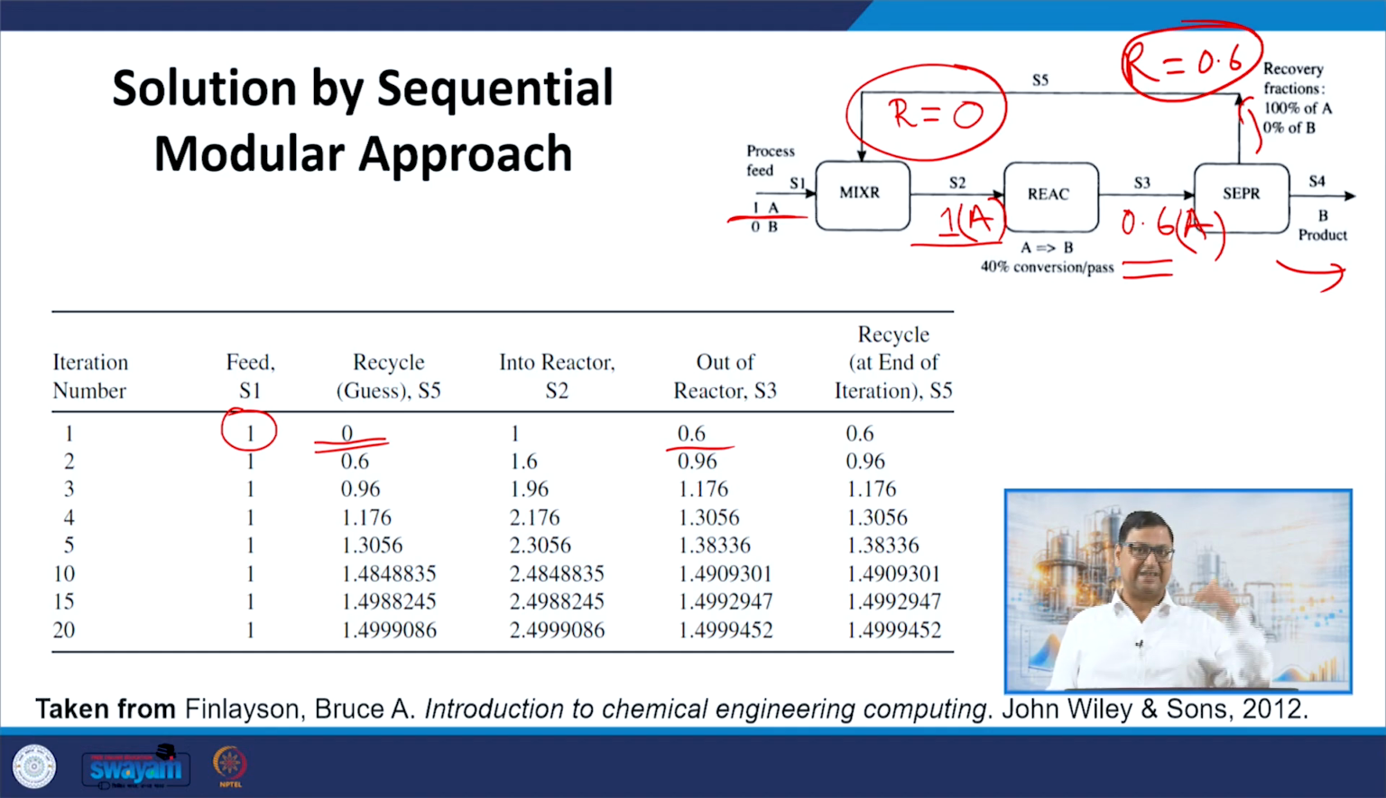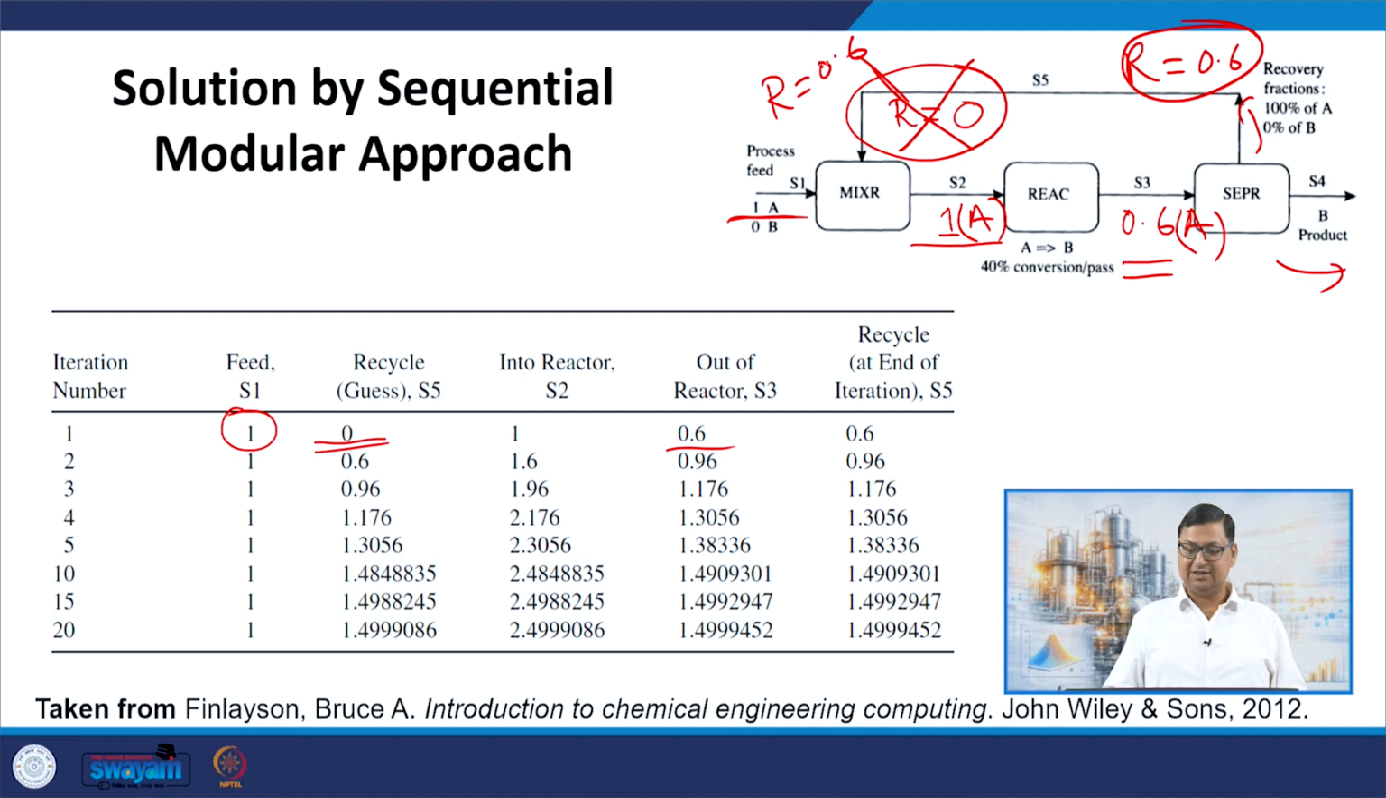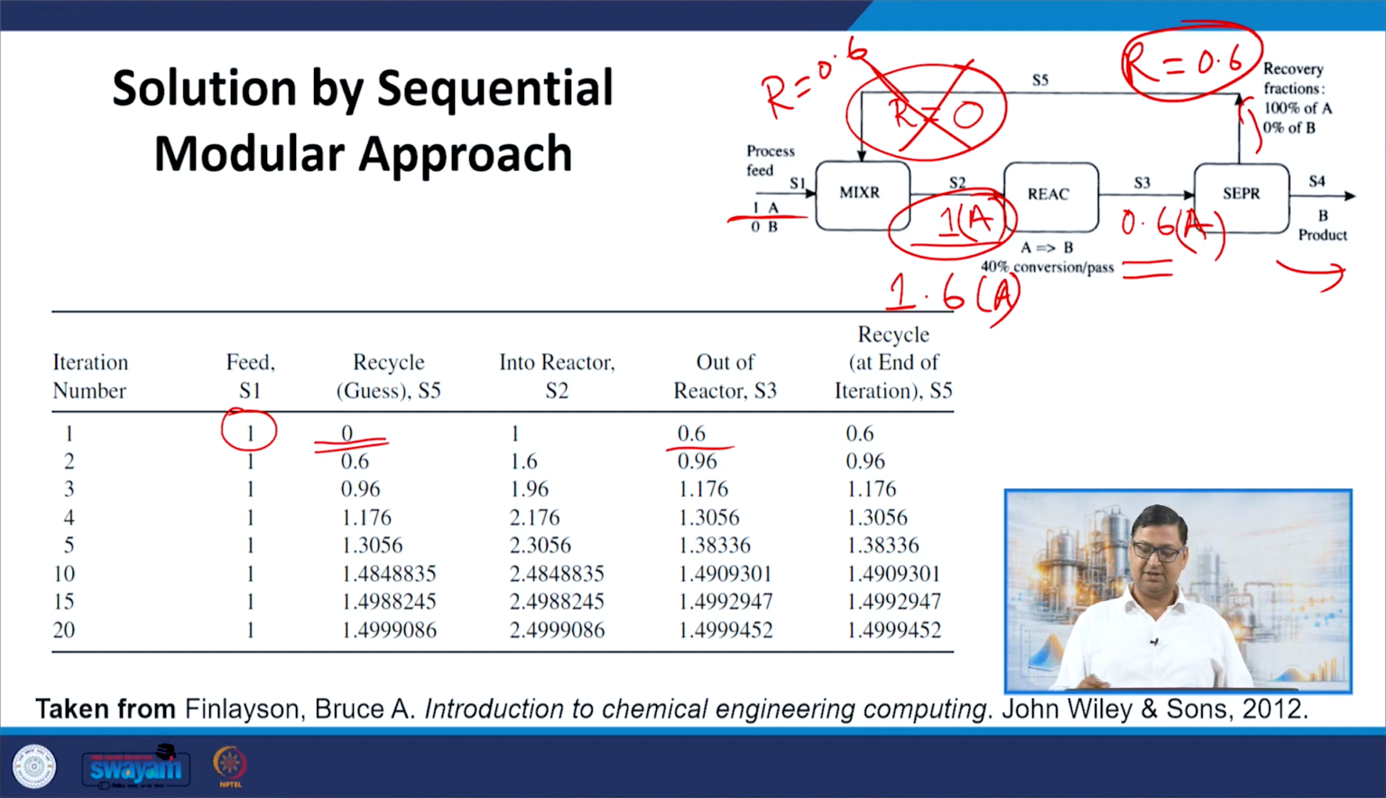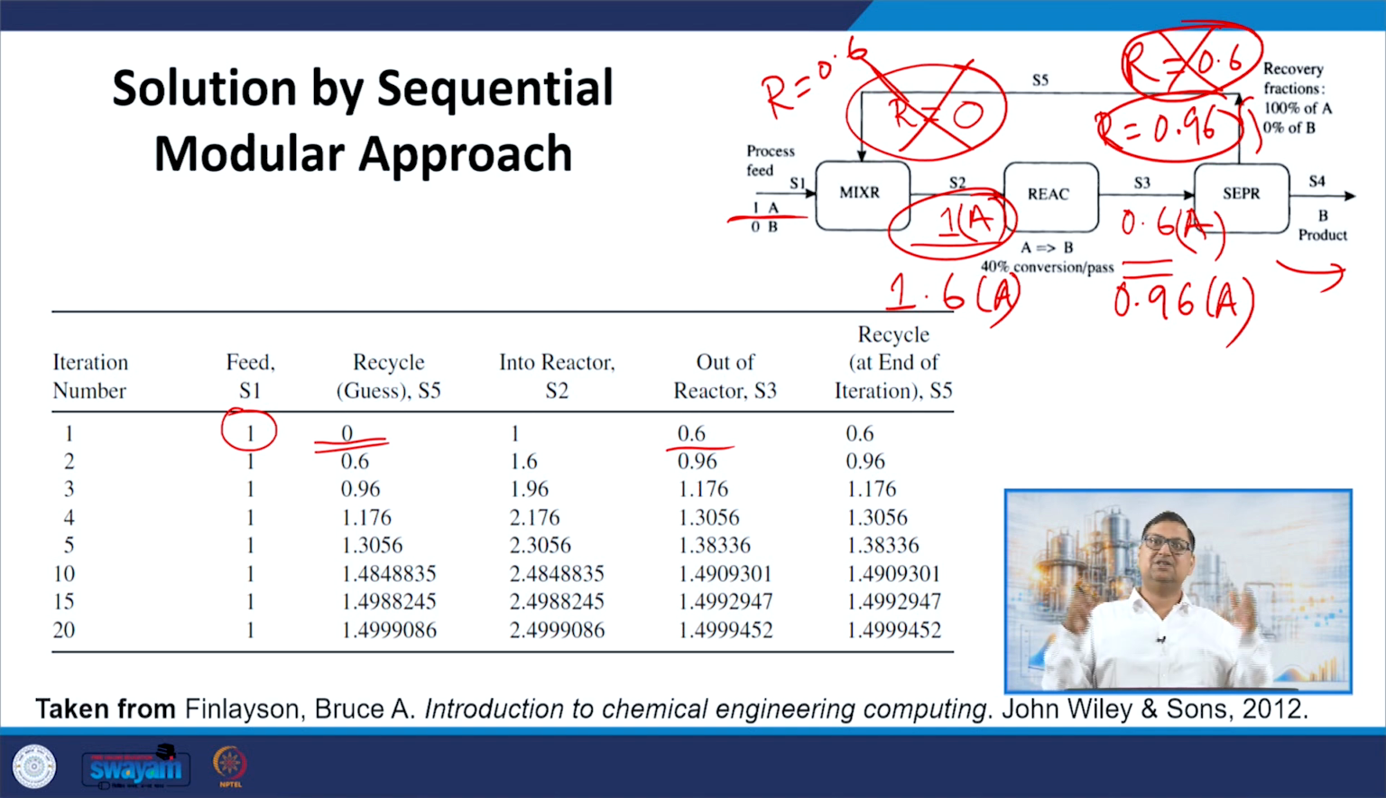So now I will do a second iteration, assuming that R is not 0, R is equal to 0.6. Now when R is equal to 0.6 and I have 1 from the feed, I will have 1.6 of A. Out of this 1.6, 40% gets converted. What is remaining is 0.96 of A. And out of this 0.96, everything goes in recycle. So I got R equal to 0.96 here. That is still not the same as 0.6, but it is closer than the previous one. It was 0 and 0.6, and now it is 0.6 and 0.96.